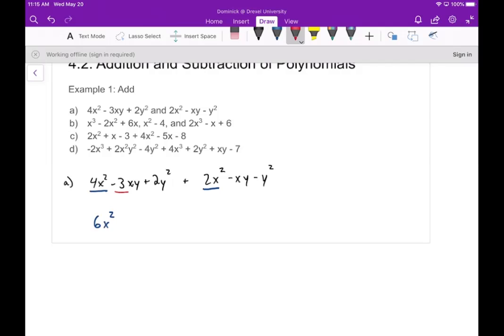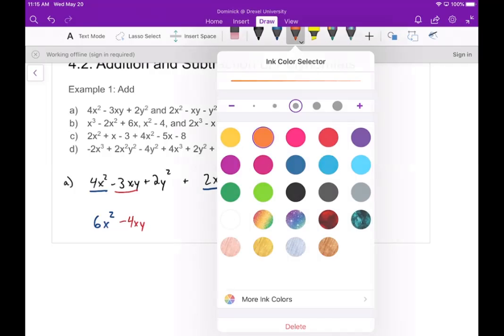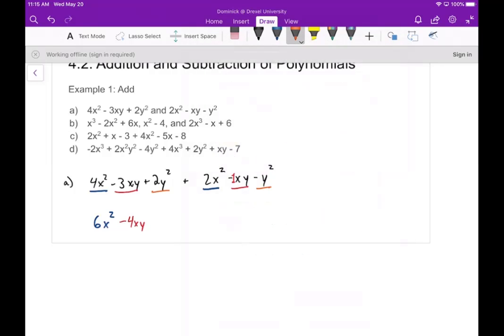If we look at minus 3xy, is there another xy term? Well, yes, of course. We have minus xy. Again, if you don't see a number there, it's really like a 1. We have negative 3 minus 1, so that gives me a negative 4xy. And then last but not least, we have 2y squared and minus y squared, so we can combine them to give a plus y squared. All right, so that's part A.